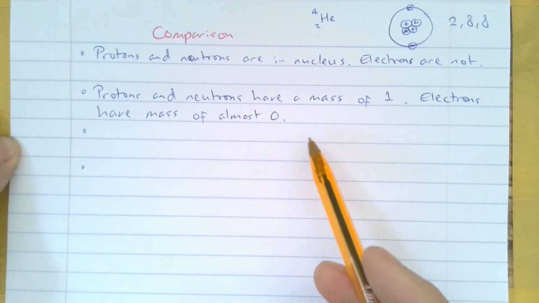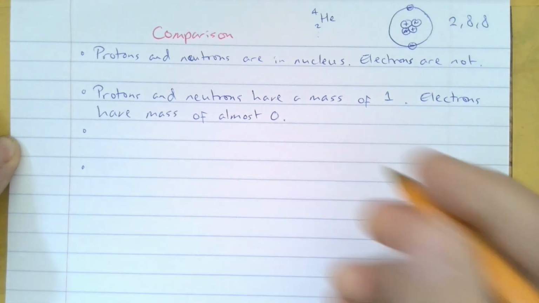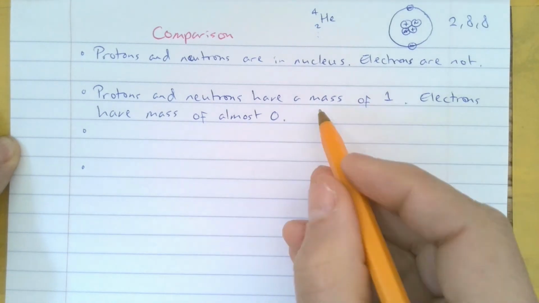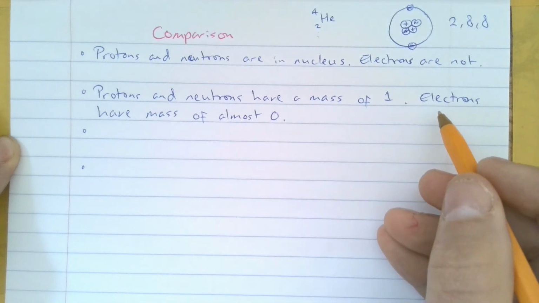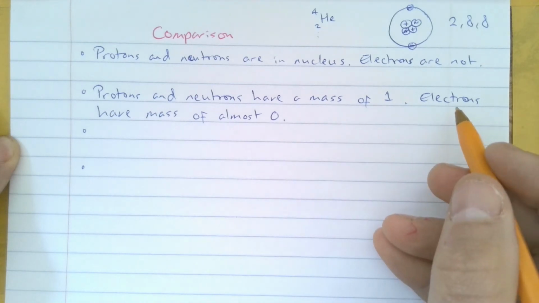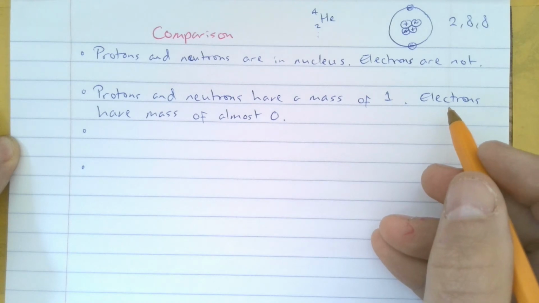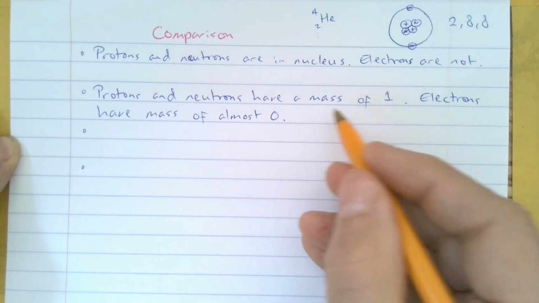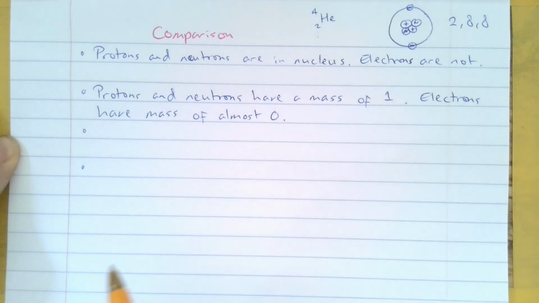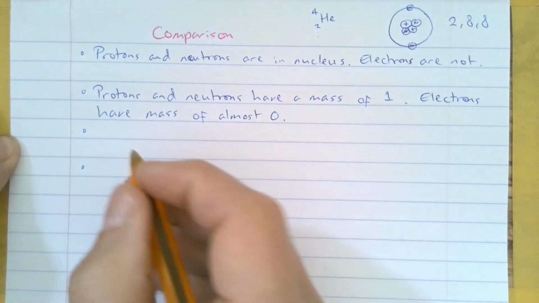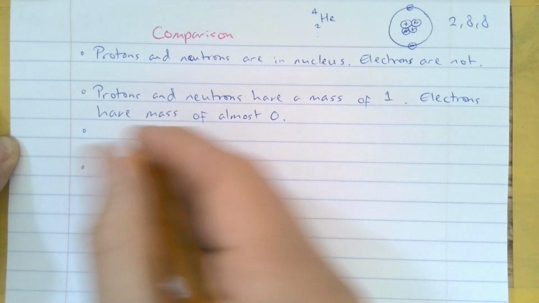Okay, I could have written this sentence instead, saying protons and neutrons have the same mass, electrons have a much smaller mass. That would be fine as well, that would still be a comparison. Okay, if you can't remember that they've got a mass of 1, that's fine. But protons and neutrons have a larger mass than electrons would probably get you the mark as well. What else do I know? Well, I know they've got charges.